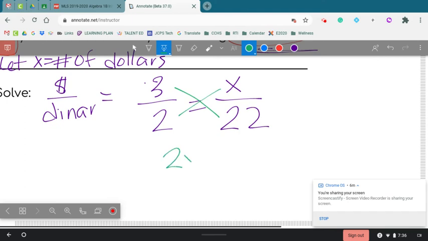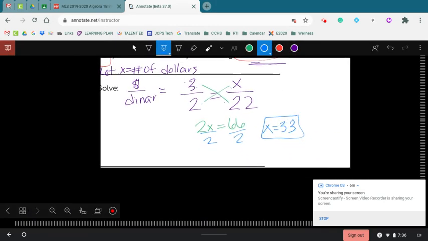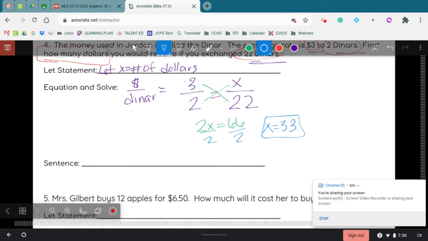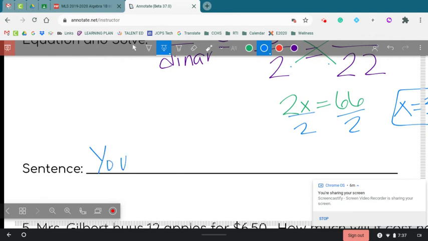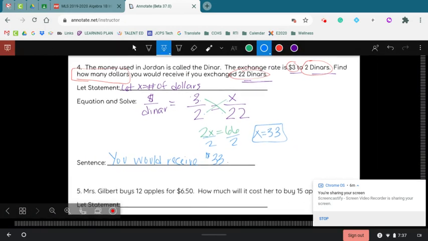Cross multiply, you're going to get 2X equals 66. Divide both sides by 2. You get that because 2 times X is 2X, and 3 times 22 is 66. So you're going to get X equals 33. So how many dollars do you need to get 22 dinars? You had received $33, because we wanted to figure out how many dollars.